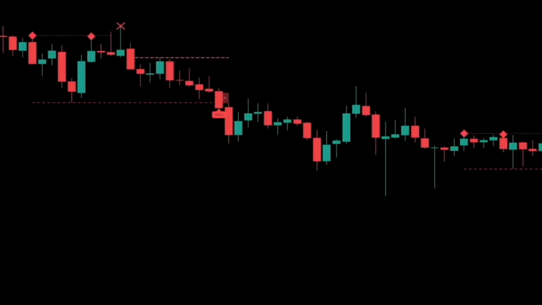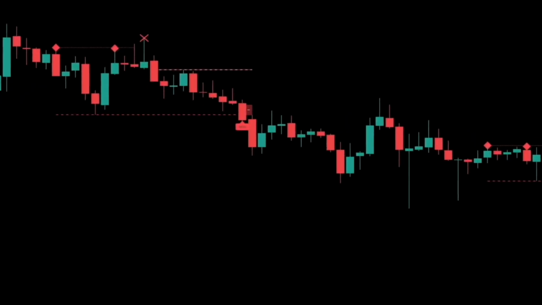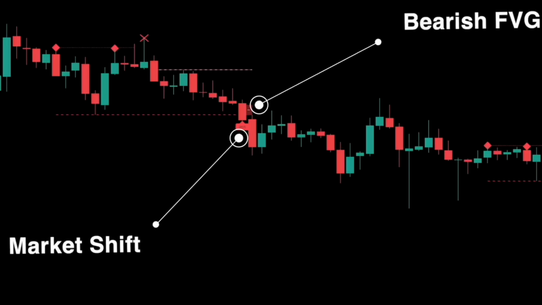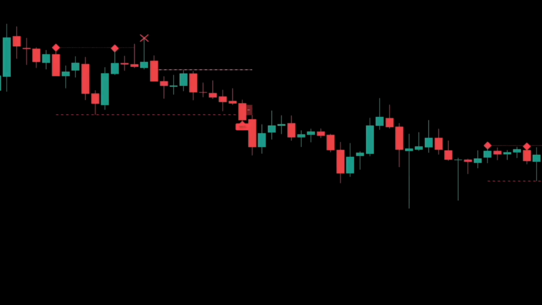For sell entries, do the opposite. Wait for the indicator to print 2 red rectangles and a red cross above the price. A bearish fair value gap must form with a shift in market structure to the downside. The price action must retest the fair value gap, which happens when the candlestick reaches the level and gets rejected.